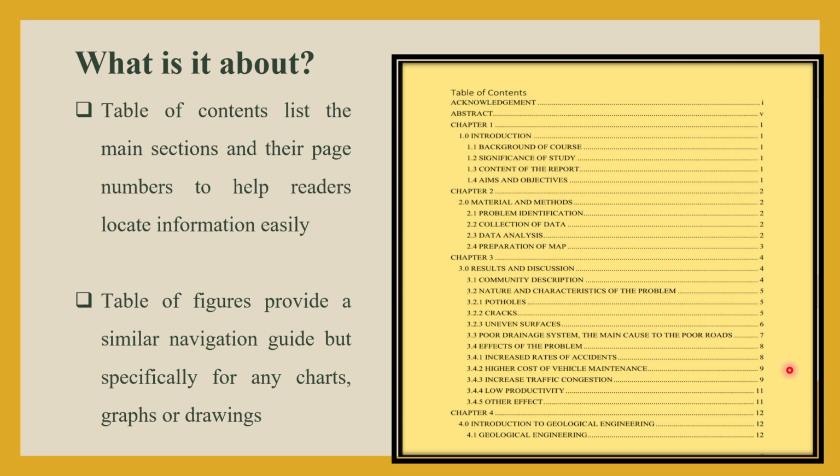Now, this whole thing is not typed, it's generated. And basically, we do this after we are done typing our report. Although this comes right after the acknowledgement, we do not type it before doing everything. After we are done typing our whole report, then we come and generate the table of contents and the table of figures as well.